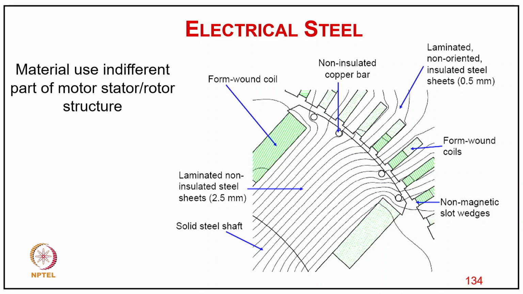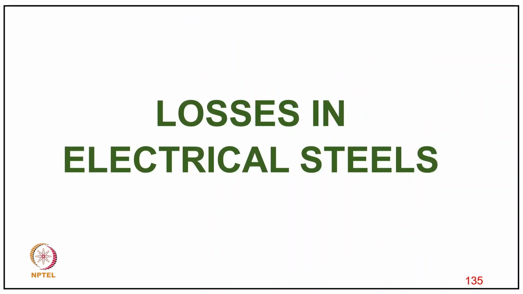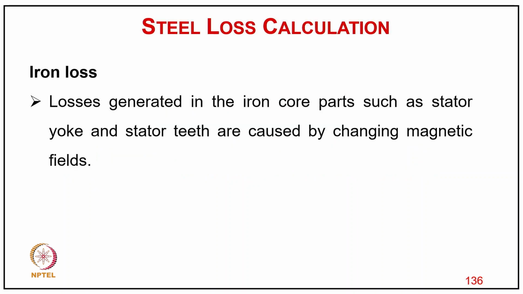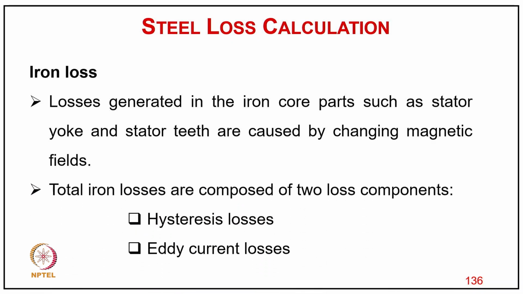On the rotor, we of course have DC current flowing into the winding, typically of a large alternator of low speed like a water wheel generator, or sometimes even a diesel engine generator set. So coming to losses in electrical steel, there is typically iron loss. Losses generated in iron core parts such as the stator yoke and stator teeth are caused by the changing magnetic field, and total iron loss is composed of two components, hysteresis loss and eddy current loss.